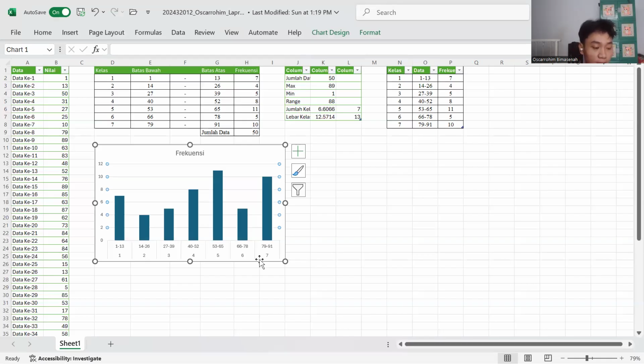Next is the graph interpretation. The graph clearly shows that the class 53 to 65 has the highest frequency at 13, while the class 14 to 26 has the lowest frequency at 3. Visualization helps us see patterns and trends in the data.